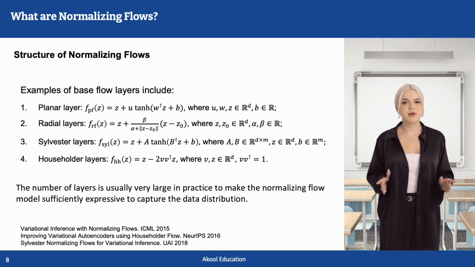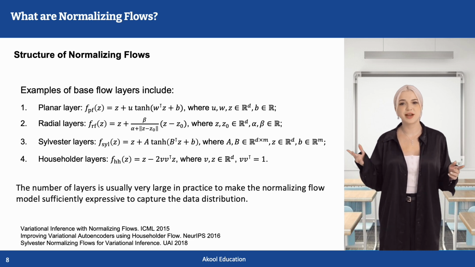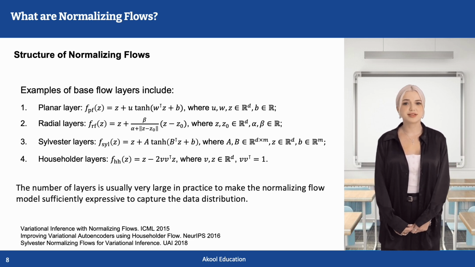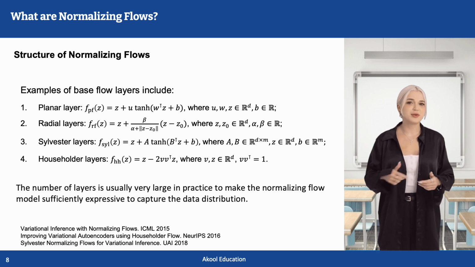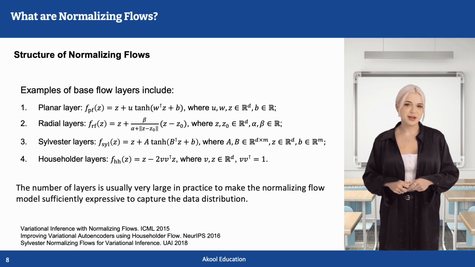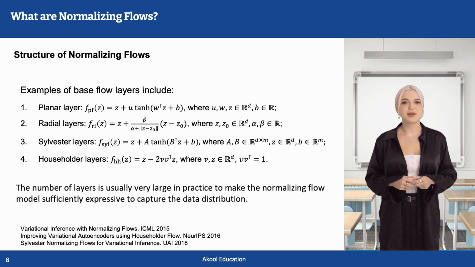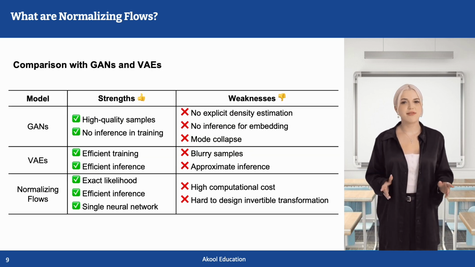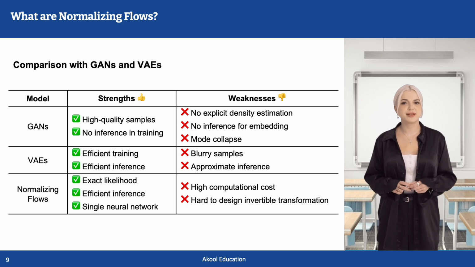The structure of normalizing flows plays a crucial role in their effectiveness. In practice, we often use a large number of transformation layers to ensure the model is expressive enough to capture complex data distributions. Many key advancements have been made to improve the efficiency and flexibility of normalizing flows. Notable contributions include the introduction of planar, radial, Sylvester, and Householder layers, which have greatly improved the expressiveness and scalability of normalizing flow models. Hopefully, you have gained a basic idea of what normalizing flows are.